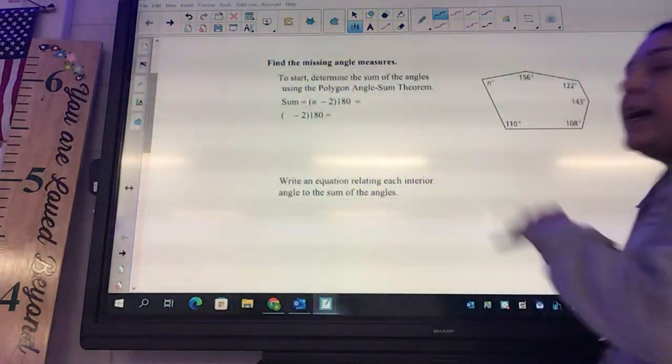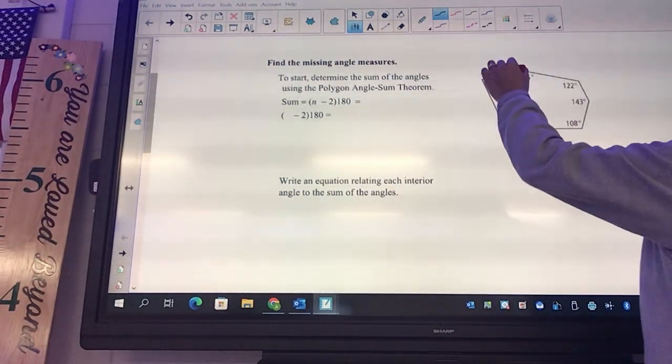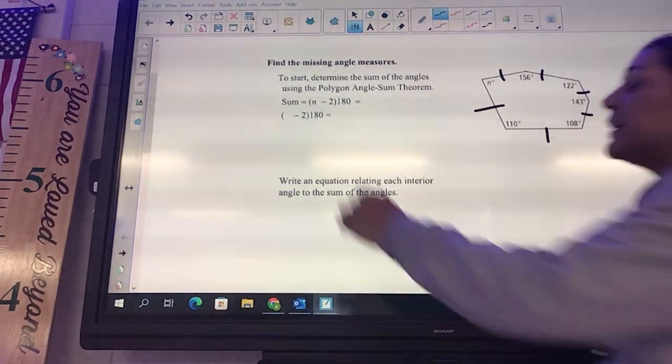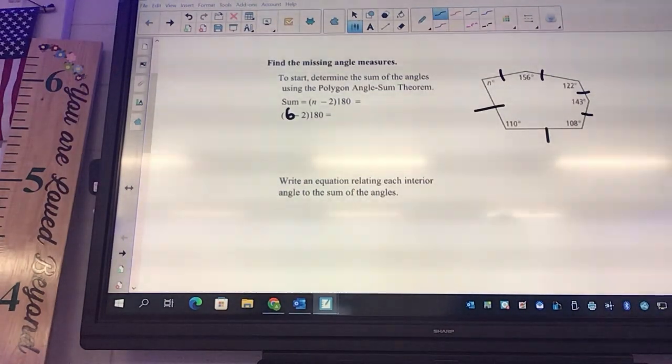We have this practice problem over here, and so we're gonna do it. How many sides does this have? Count them. 3, 4, 5, 6. Okay, so we would say 6 minus 2 times 180. Type that in, see what you get.